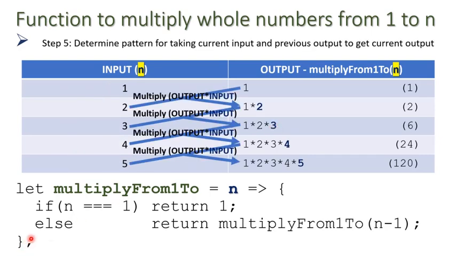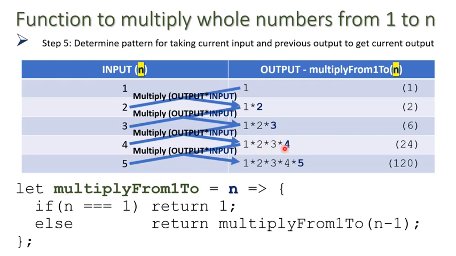To determine what to add to this else statement, we need to first figure out the pattern of what we do with the current input from the first column of this row and this output from the second column of the previous row to get the current output in the second column of this row. For example, if we're in the fourth row with input 4, what do we do with this number and the previous answer in the second column of the third row, which is 1 times 2 times 3, to get the output of 1 times 2 times 3 times 4 in the second column of the fourth row?